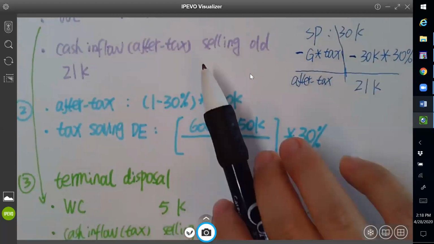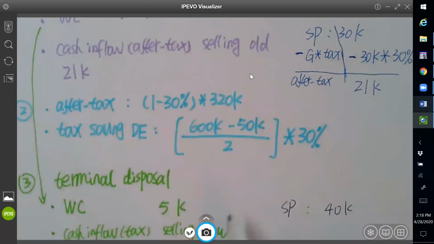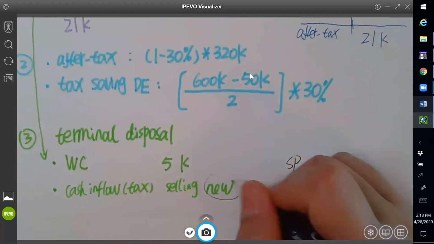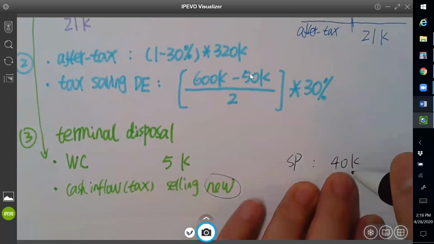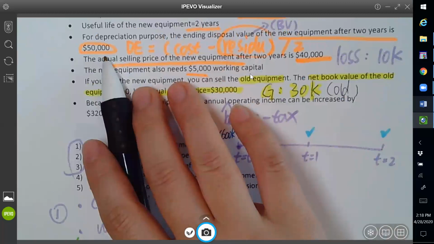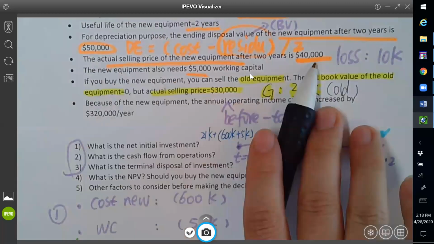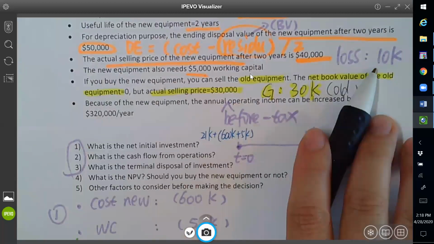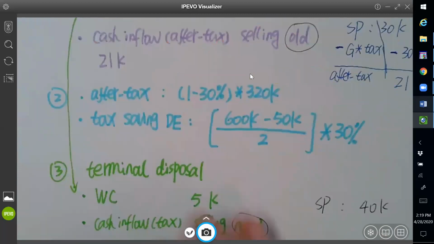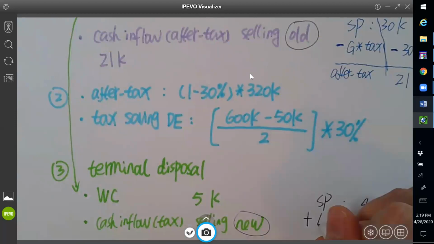You use the old one when you do net initial investment. You use the new one when you do terminal disposal. Make sure you know when you use the old one and when you use the new one. Now we sell the new one, selling price is 40,000. But we said the disposal net book value actually is 50,000, and we only sell at 40,000. So we have a loss of 10,000. If we have a loss, we pay less tax, right? If we have a loss, that will decrease our operating income. So we pay less tax. So we always add the tax saving from the loss.